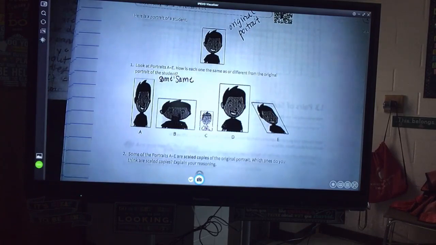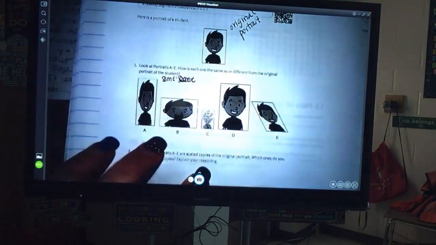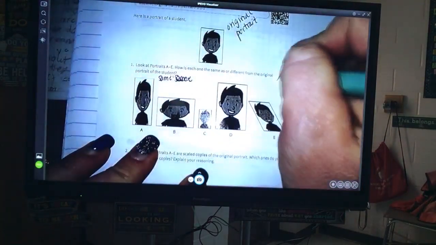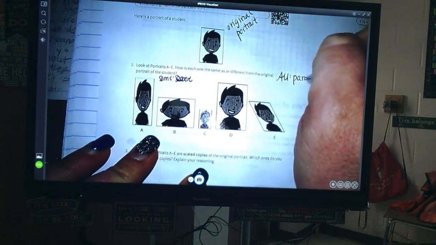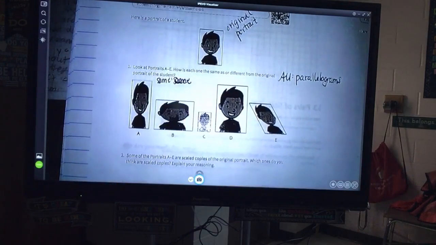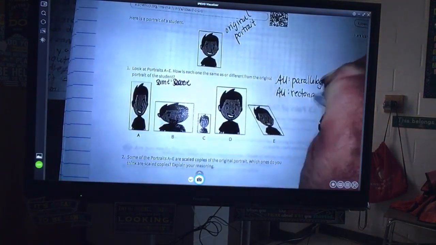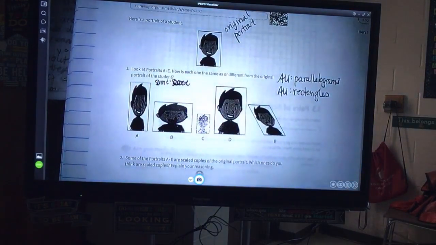Jack? They're all parallelograms. Okay. So you're saying that for all of them? Yeah. But it does include basically A and B and the original. Okay. Alright. What else is the same? They are rectangular shapes. Alright. Anything else? They have 4 sides.